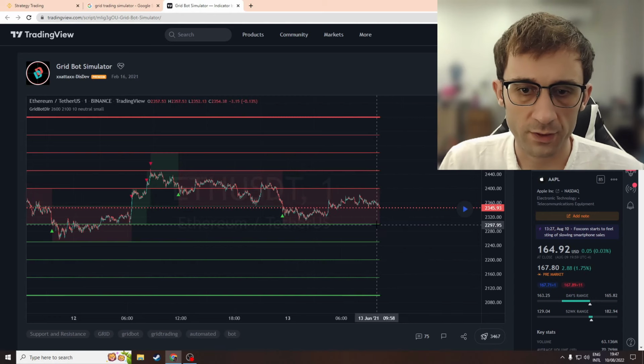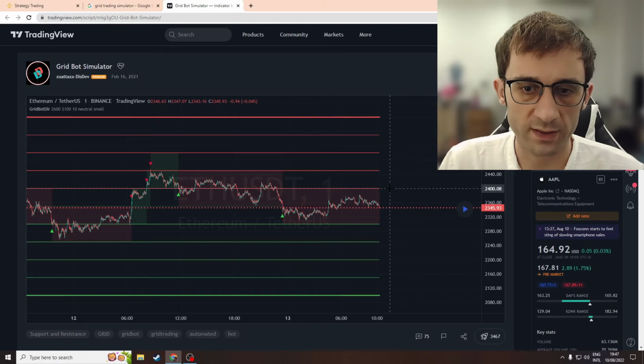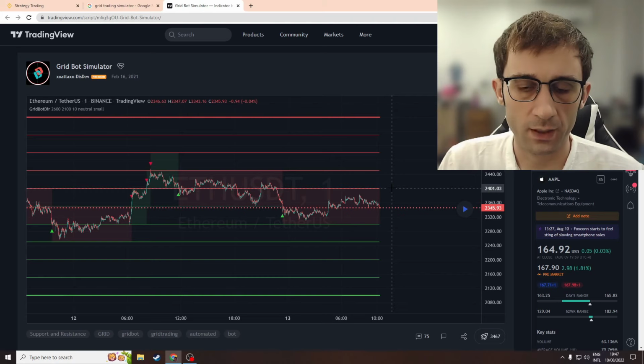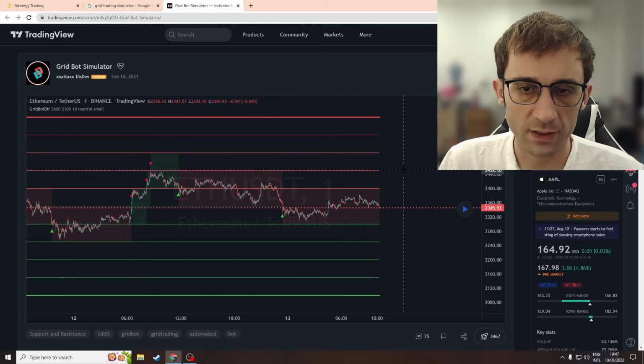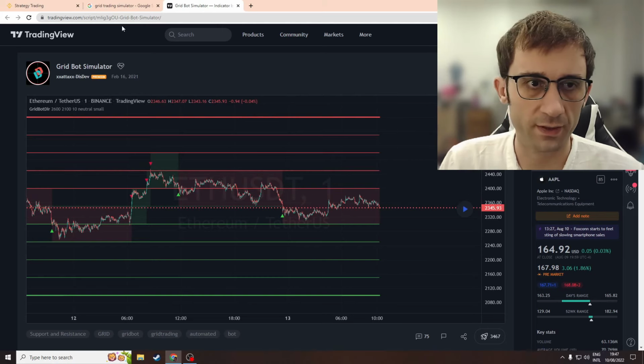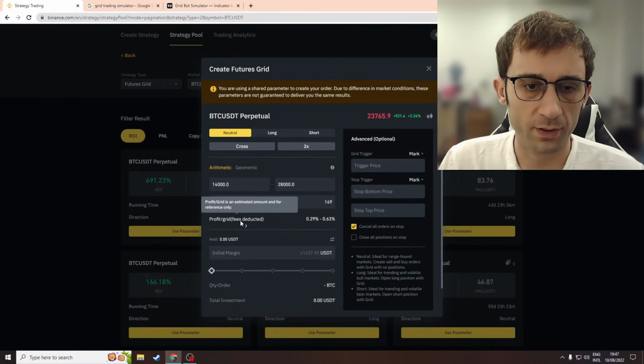If you see the green and the red, if the price moves up to the red, that's when the bot will make a sell. So it's going to sell and take profit, and then that level becomes a buy. So it places a new order to buy. And if it goes higher, then it will sell again. So it's all about just making small profit. That's why you see here the profit per grid is between 0.29 to 0.63%.